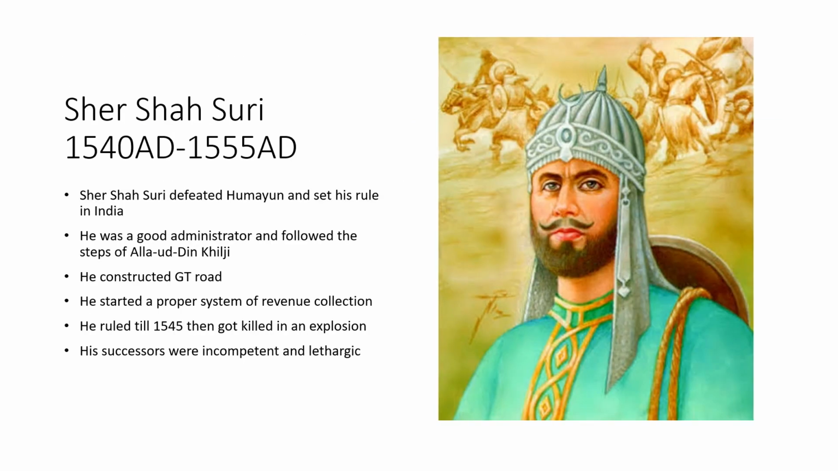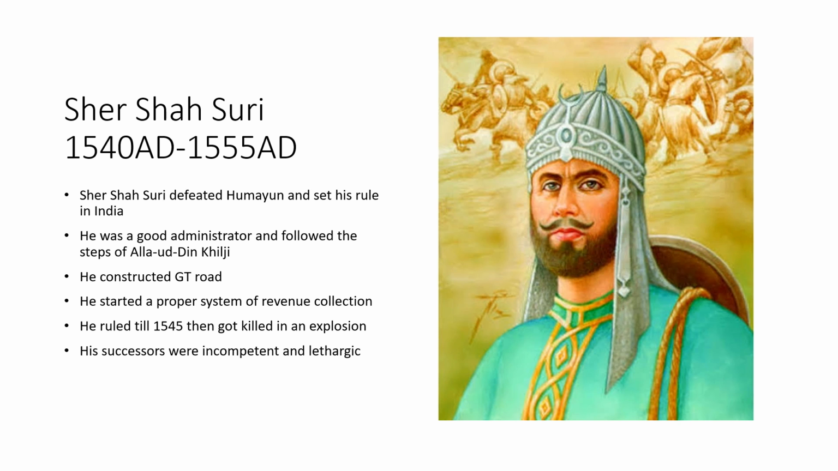Now let's study the rule of Sher Shah Suri in the subcontinent, how he ruled in the subcontinent. His rule started in 1540 and ended in 1555. Studies show that Sher Shah Suri's ancestors were from Afghanistan, but he was born in India. In 1540, Suri defeated Humayun, son of Zahiruddin Muhammad Babur, and set up his own rule in India.